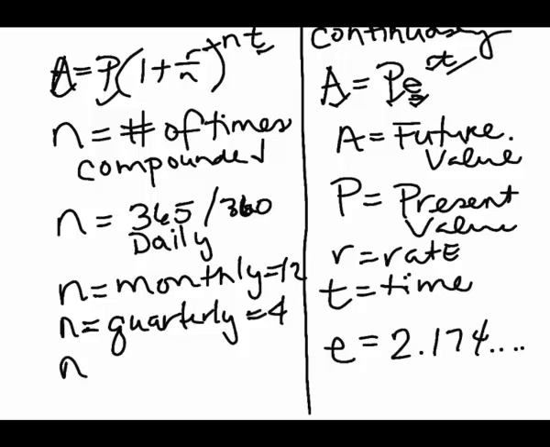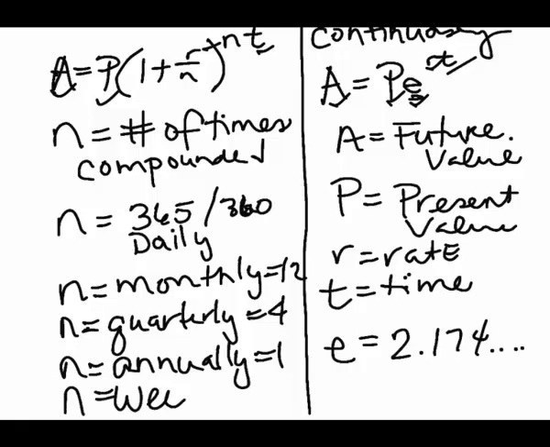If it's annually, you know n is 1. If it's weekly, you know n is 52, 52 weeks. Those are the most common ones to use. I also see semi-annually a lot. Semi-annually would just be 2, that it's every 6 months.